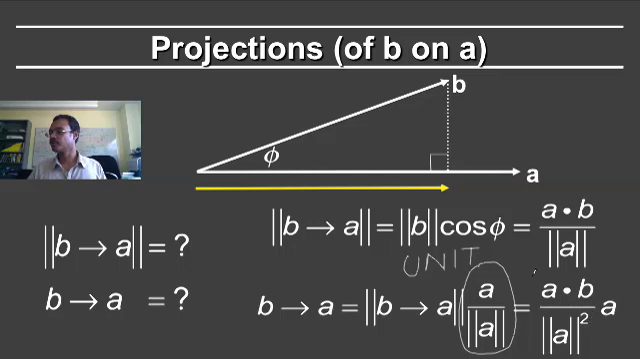And so what you're left with is the projection of B on the vector A is this quantity, which involves the dot product between A and B, and the projection is of course along the direction of the vector A, which is why the final result involves the vector A.